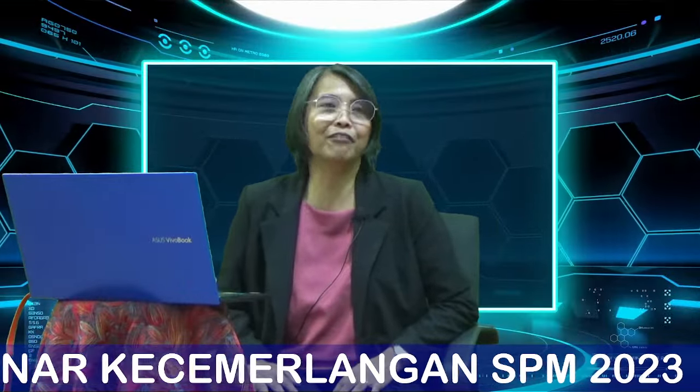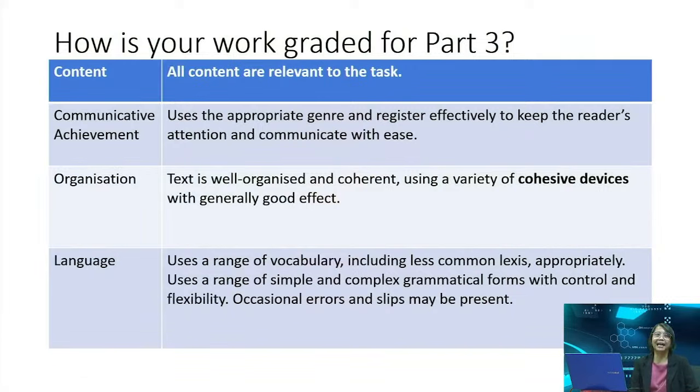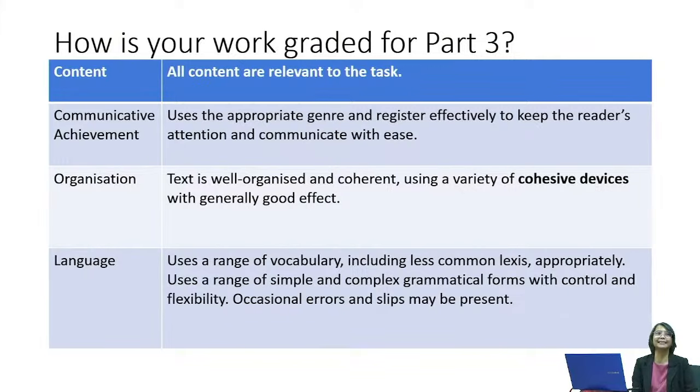Okay, good afternoon. We're now going to part 3 writing. Like what Madam Chong has said just now, she has gone through a lot of the tips. Okay, for writing, part 3 is actually a continuation of part 1 and 2. So how is your work graded for part 3? Okay, we are going to look at review, article, report and story. So for part 3, as we see, it's still the same: content, communicative achievement, organization and language.